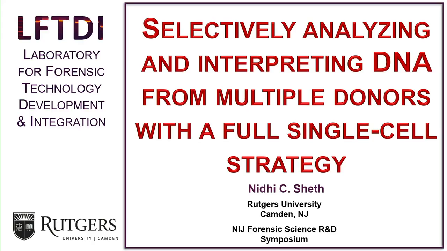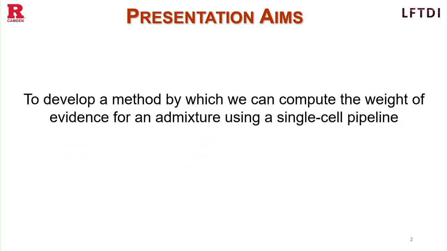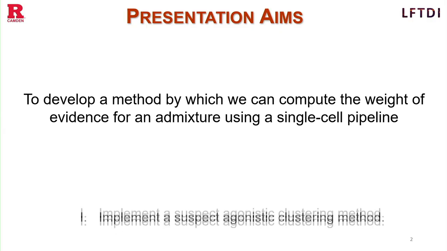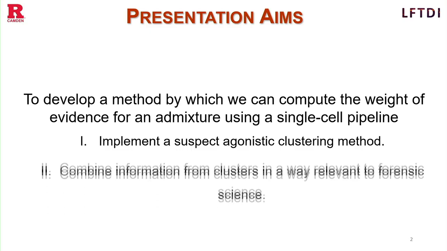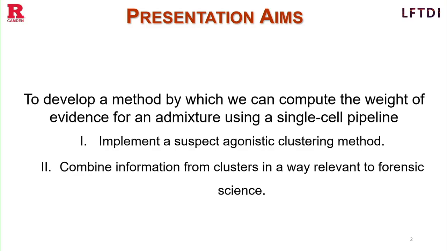So even before I get into what my different steps were in my PhD, let me just walk you through the aims. So the overarching aim for my PhD is to develop and compute the weight of evidence for an admixture using a single-cell strategy. Sub-aims are to implement a suspect agnostic clustering method, and finally, to use this data that we get from clusters in a forensically relevant way.